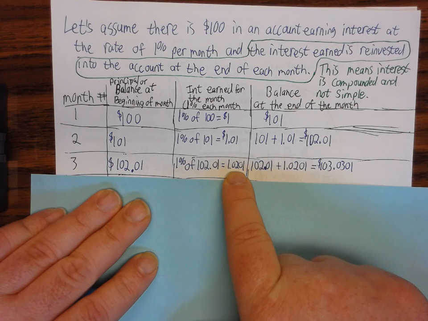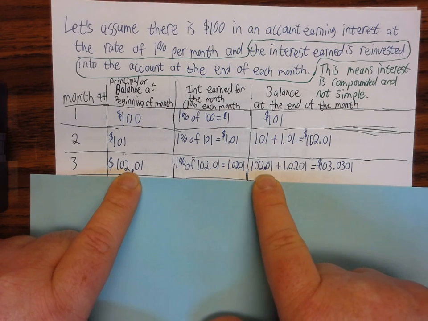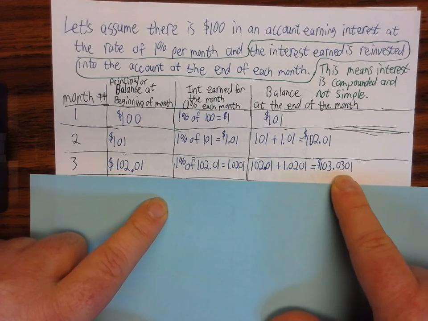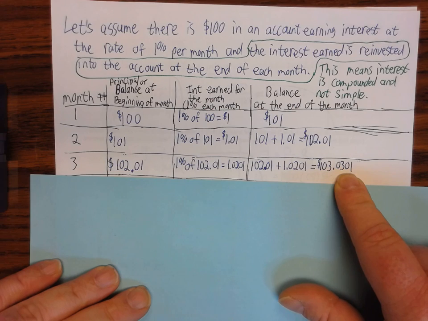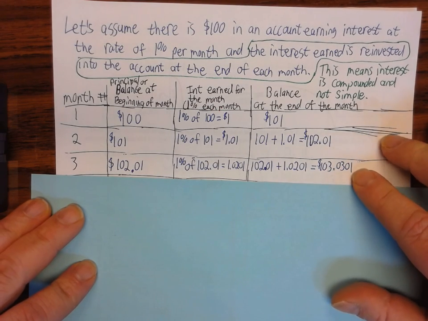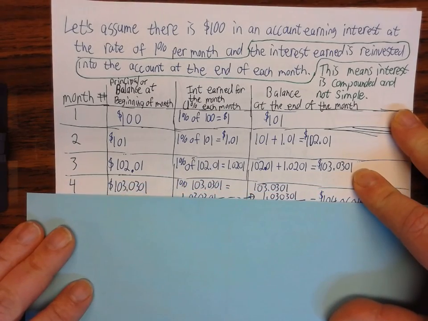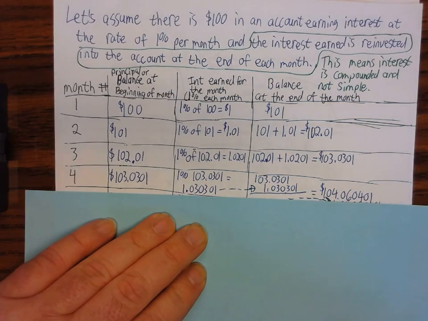So 1% of that is $1, 2 cents, and a little bit more. So we're going to add this interest earned to our principal, the amount in there at the beginning of the month. So 102.01 plus the interest earned gives us $103.03, a little more than 3 cents. So at the beginning of month 4, our principal is this 103.03. We're going to earn 1% interest on that.